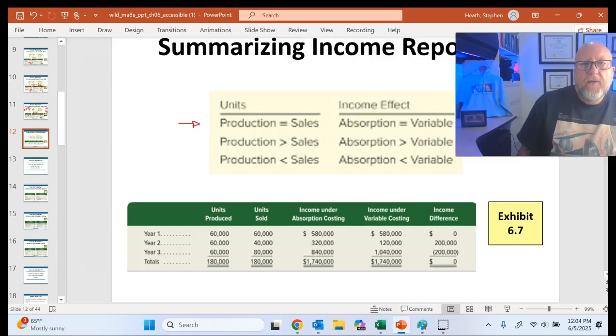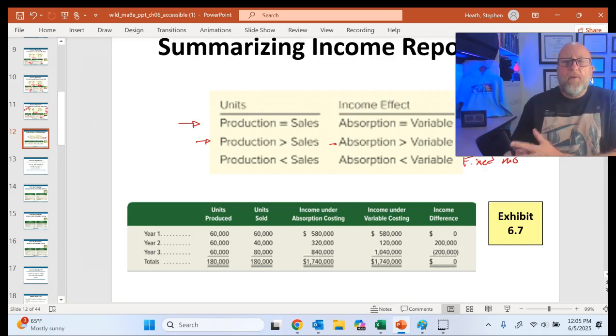When production and sales are equal, absorption costing and variable costing are going to be equal. When production exceeds our sales, absorption costing will exceed variable, and that is because of the fixed manufacturing overhead. And then when production is less than our sales, absorption costing will be less than variable costing, again, because of our fixed manufacturing overhead treatment within absorption costing relative to variable costing.